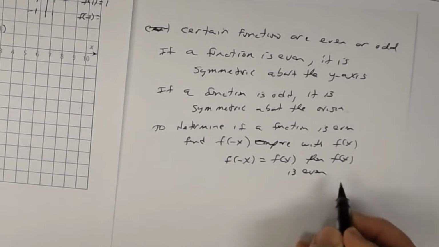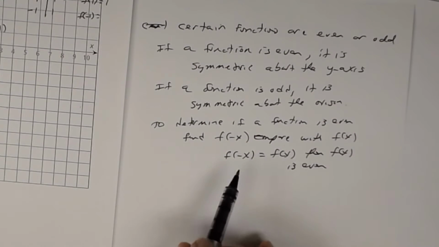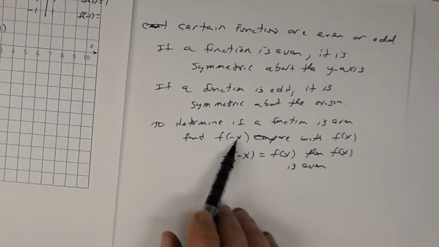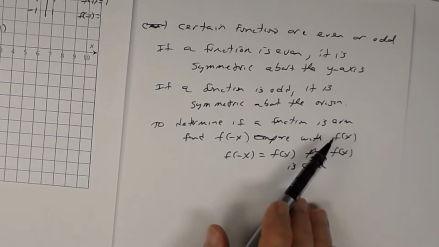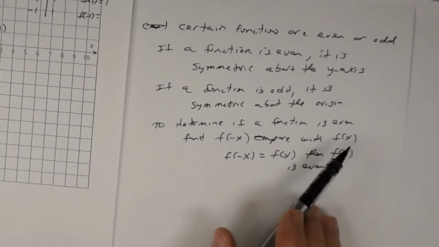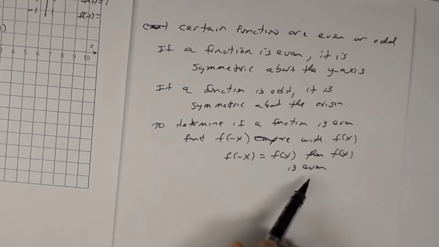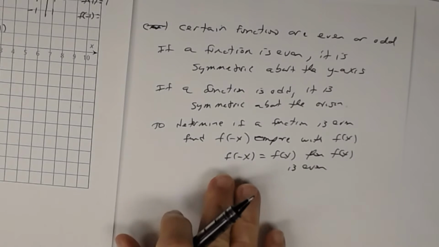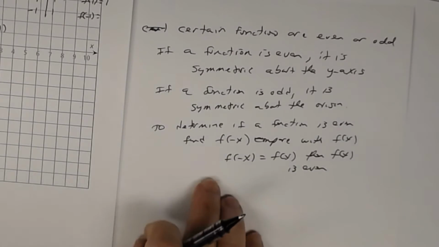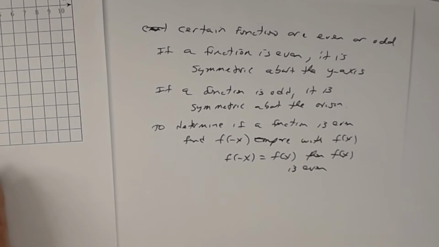All right, so to determine if a function is even, you replace x with negative x. So you can compare f of negative x and f of x, and if they're the same, then it's an even function. We're going to come back and do a problem. It's not difficult at all. It sounds difficult, but it's not. Now, here's what I want to do with this one.